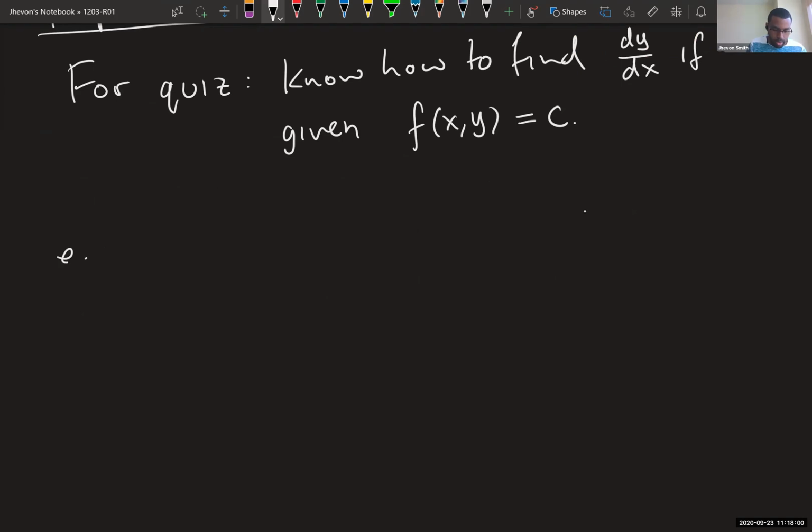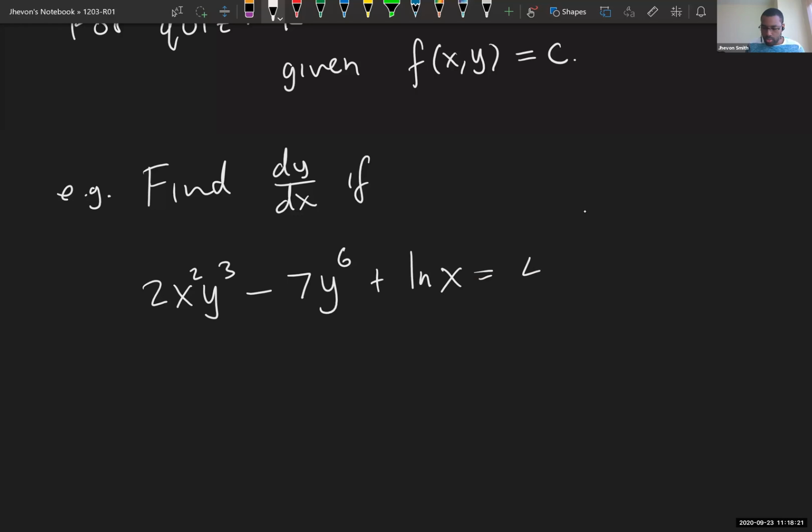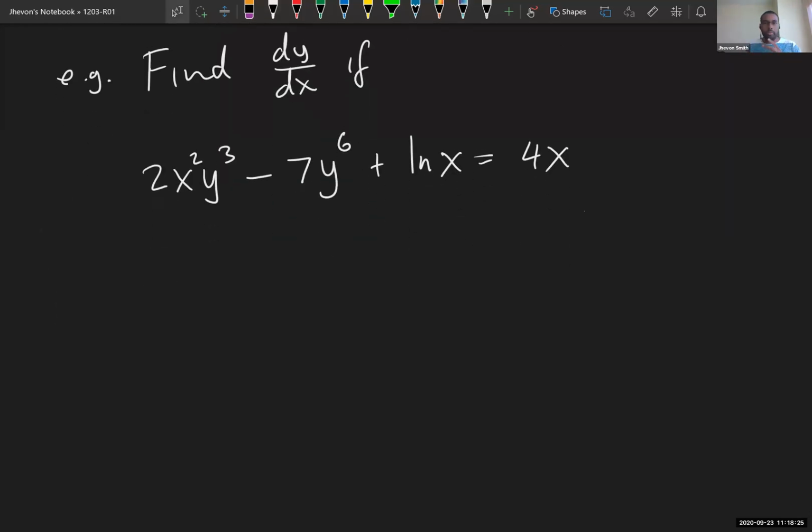So example, find dy dx if, let's say I know 2x squared y cubed minus 7y to the 6 plus ln of x equals 4x. Okay, so here your x's and y's are mixed up. You don't have neatly y on one side equals some function of x. However, we might still want to be able to find the derivative.